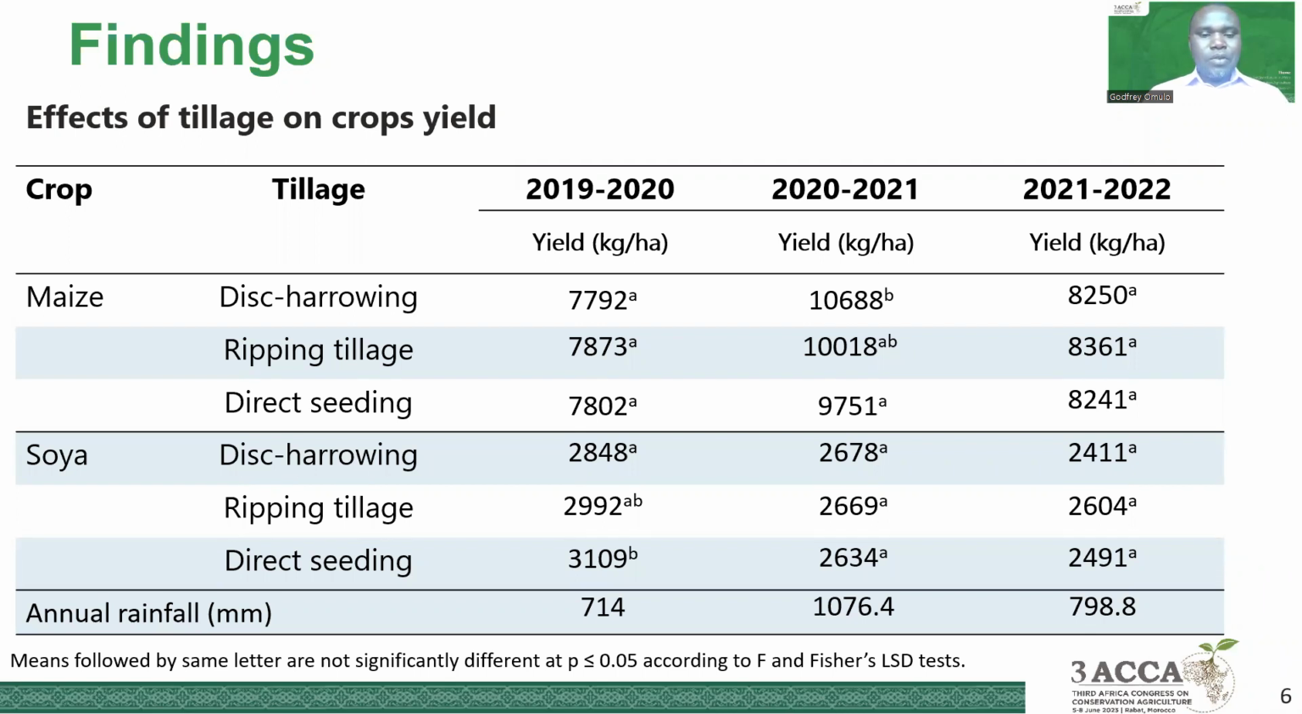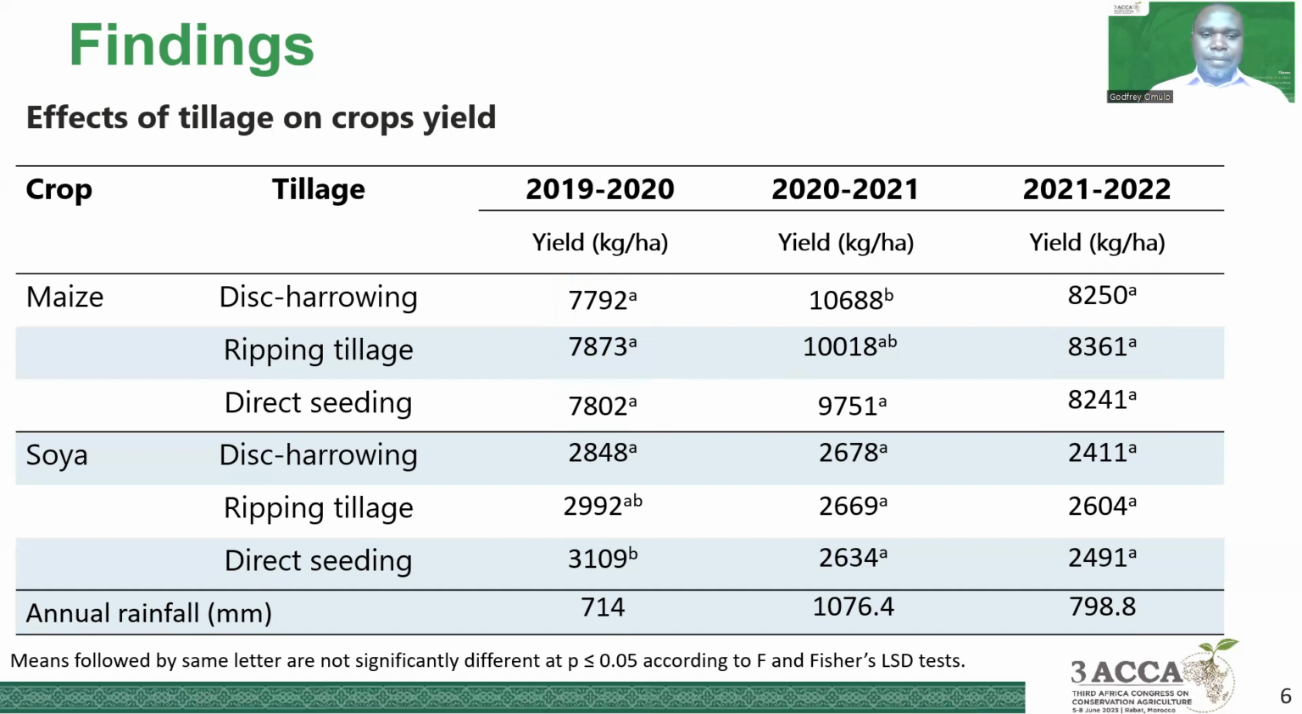So we look at the effects of tillage on the crop yields. First and foremost, the 3 seasons varied greatly in terms of the amount of rainfall. So the first and the third seasons were fairly dry, while the second season was actually wet. So comparing the maize yields, the first and the third seasons, which were fairly dry, recorded marginal yield differences across the 3 treatments.